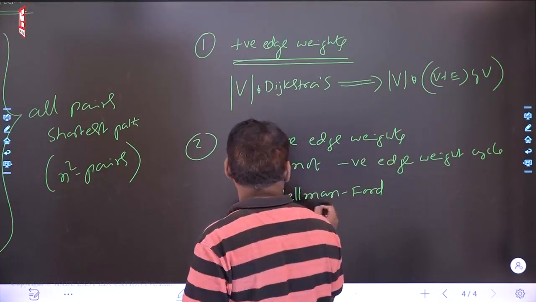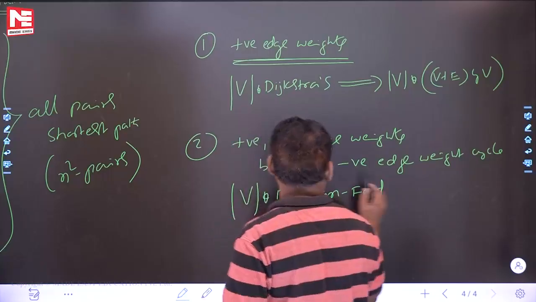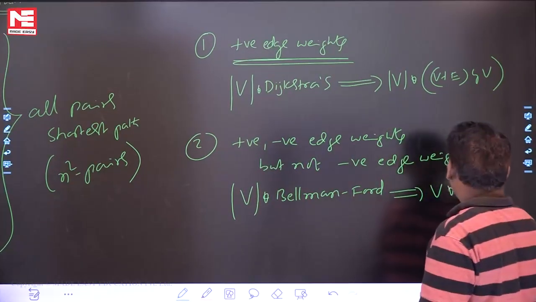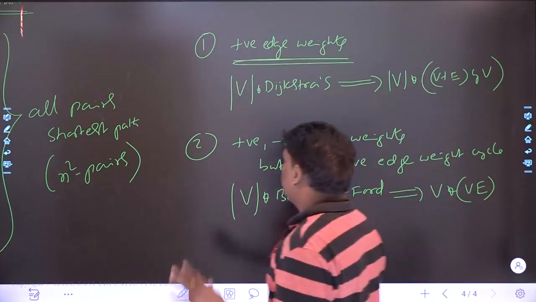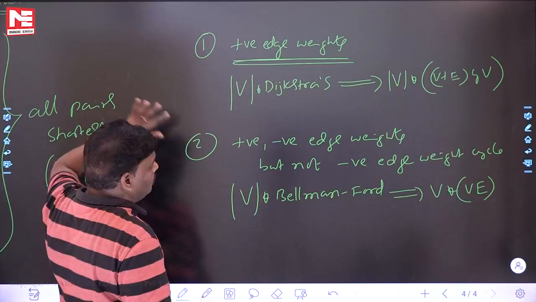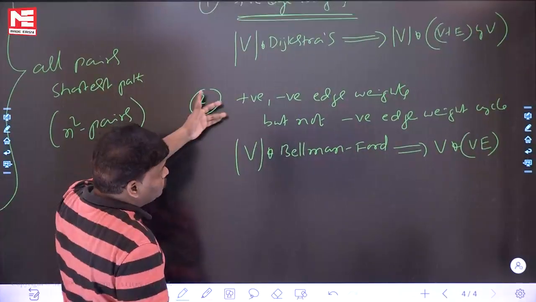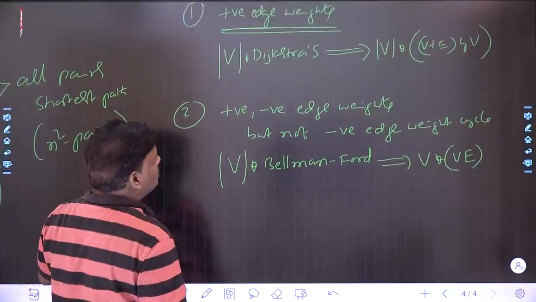Bellman-Ford is also single source shortest path. If you want all pairs, do it V times. So time complexity is V times of VE. So to find all pairs, use V times of Dijkstra's in a positive edge weight graph, or V times of Bellman-Ford in a positive and negative edge weight graph, but with no negative edge weight cycle. So these are the two ways.